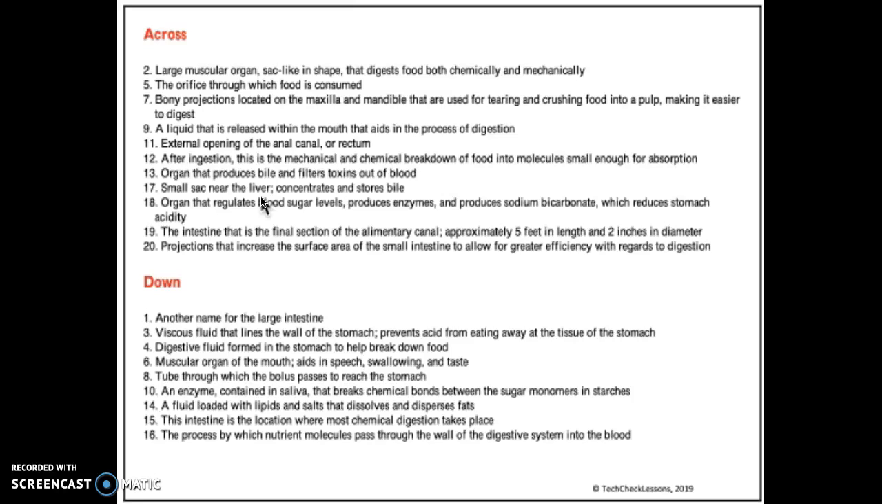Small sac near the liver that concentrates and stores bile. So if it's storing bile, it's actually the gallbladder. But if it's producing bile, it's the liver.